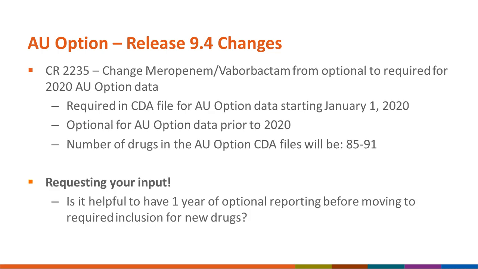CR 2235 will change meropenem vaborbactam from optional to required for AU option data starting January 1st, 2020. Meropenem vaborbactam will still be optional for any year prior to 2020. With the changes from CRs 2125 and 2235, the range of drugs accepted by NHSN will be 85 to 91, depending on whether the files include the 6 new optional drugs.